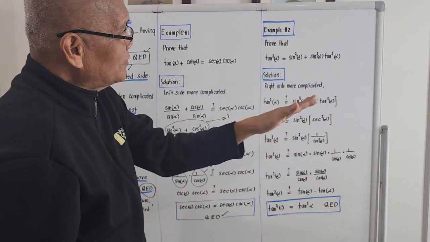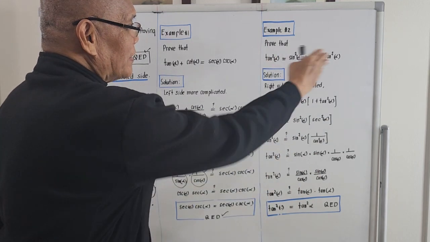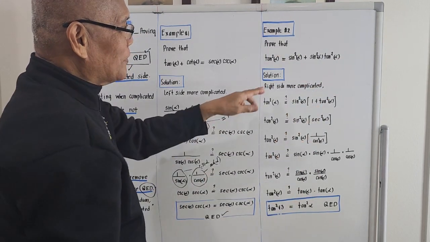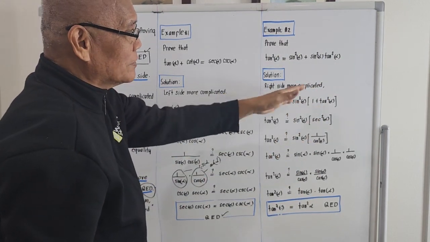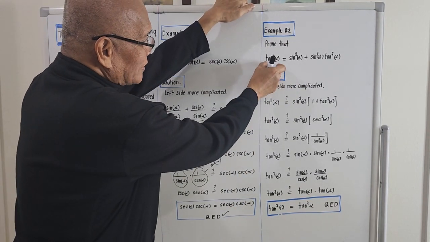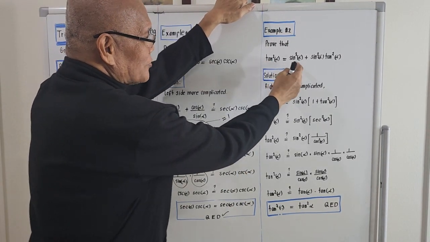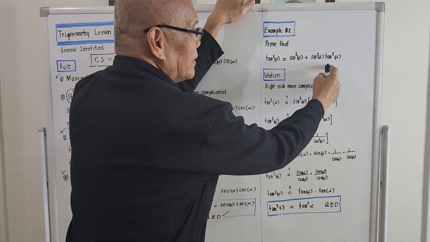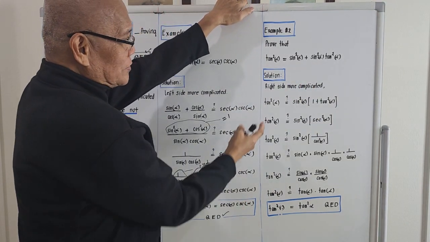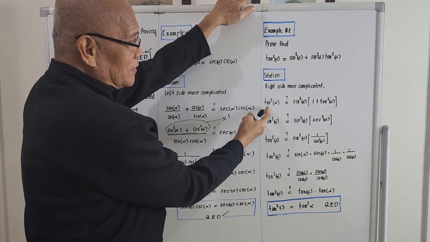By inspection, the more complicated side is the right hand side, right? So I place it here. The right side is more complicated, so we don't touch the left hand side. We'll just make manipulations on the right hand side. So tangent square of alpha is equal to.